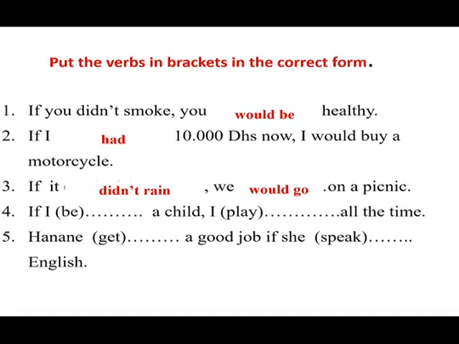Very good. 4, we see if I. Yes, very good. So for the verb to be here, simple past, normally we say I was, but in conditional type 2 we can say also if I were. If I were a child, if I was a child, okay, I would play all the time. Very good.